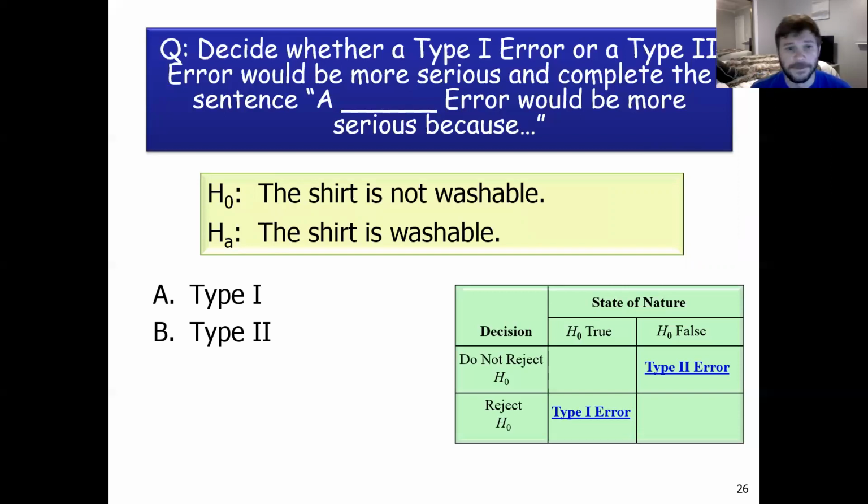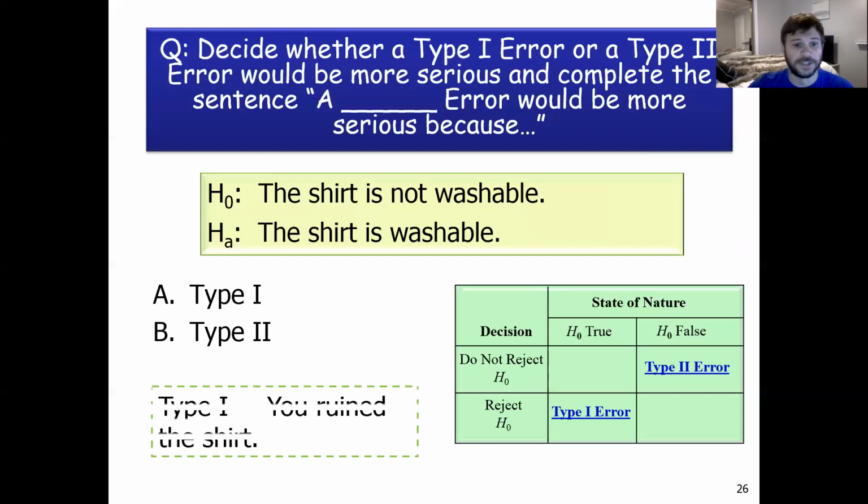Okay, and if the null hypothesis is true, the shirt is not washable, but I think it is, I get that wrong and I commit a type 1 error, then I ruin my shirt. But if the shirt is washable, but I'm not sure and I think it's not, so I don't wash it, then I just have a stinky shirt, but I didn't ruin the shirt. So in this example, the type 1 error is actually the more serious error to commit.